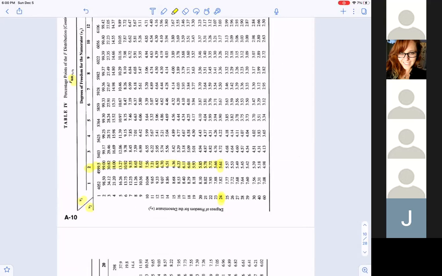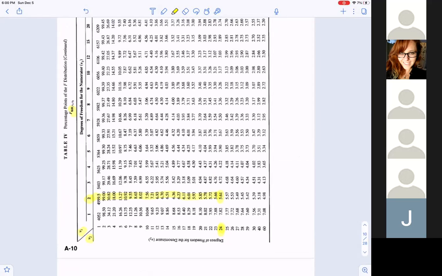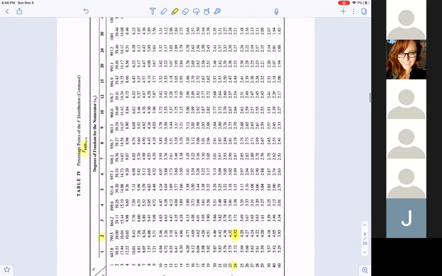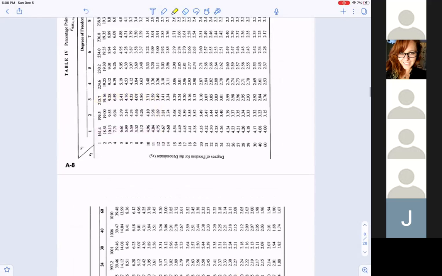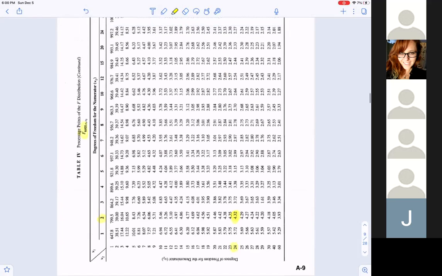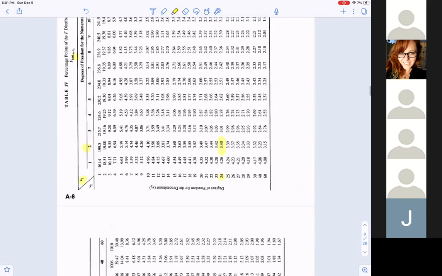Now say instead of that value, you had an F value of 4 for the same degrees of freedom. At alpha equals 0.01, it's 5.61, and at alpha equals 0.025, it's 4.32. So let's look at alpha equals 0.05. This is 2, this is 24, and it's 3.40. Well, 4 is between 3.40 and 4.32. Therefore, my p-value bounds would be between 0.025 and 0.05. Does that make sense? Got it. Thank you. You're welcome.